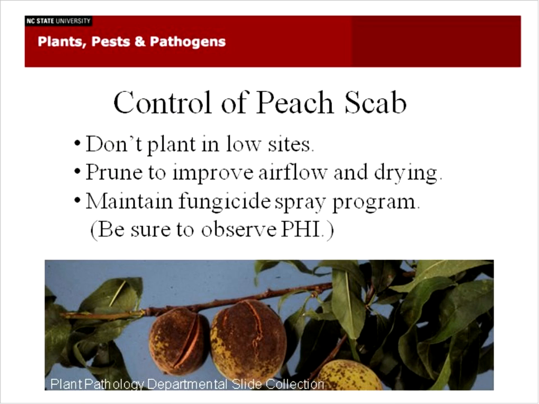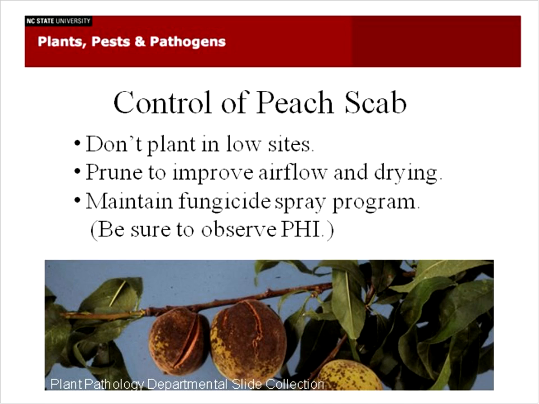For peach scab, you want to do what you can to reduce the amount of moisture that's going to be present on the fruits. So don't plant in low sites. Keep your pruning so that you've got good airflow through the canopy, and maintain your fungicide spray program. And of course, be sure to observe your pre-harvest interval for these sprays.